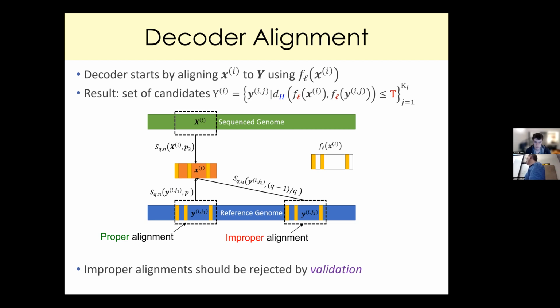And then these are kind of unrelated, right? If X is not related to Y, you can think about it as coming from a useless channel from Y to X. That's what we call improper alignment. And the idea of the scheme is that we will use the validation to reject all those, such that we only get the proper alignments from which we can reconstruct.